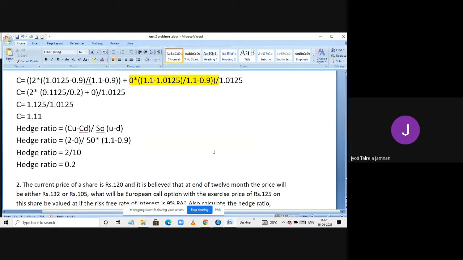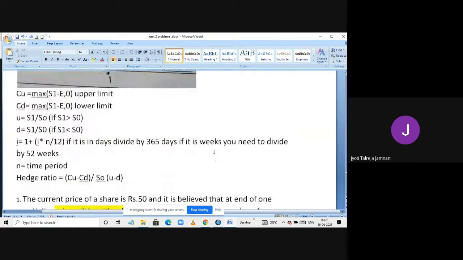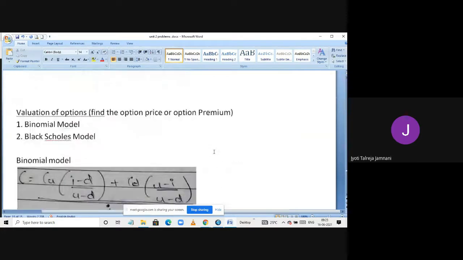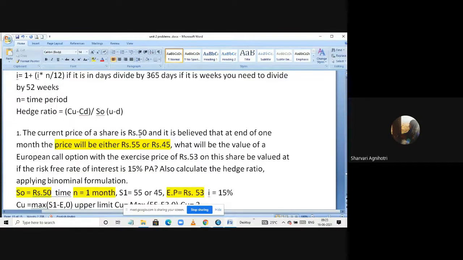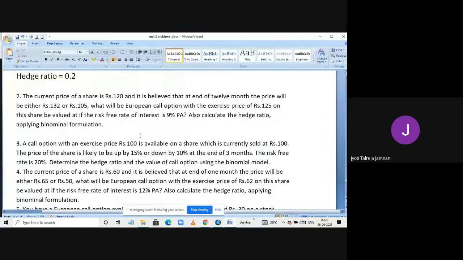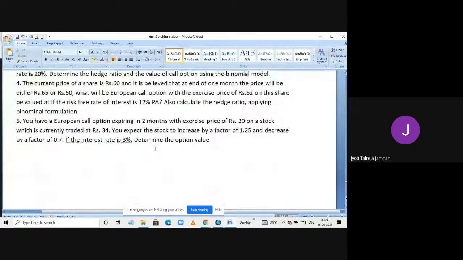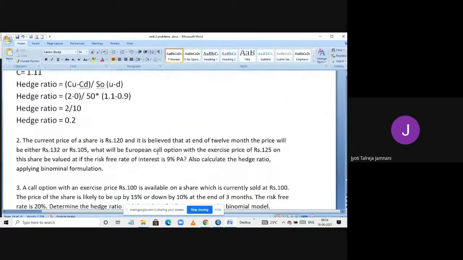So this was the first sum. Any doubts, anybody? No, ma'am. The next sum, even if I start, I won't be able to complete, so we'll do it in the next class. Next class is on Friday. I have two classes. Of the total 5 sums of the binomial model, I'll complete these 5 sums, and I will be starting with the Black and Scholes model in the next class.